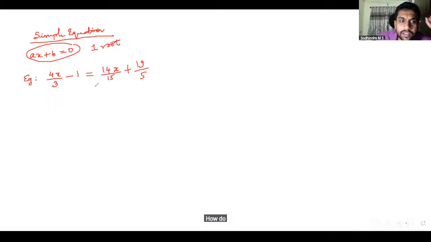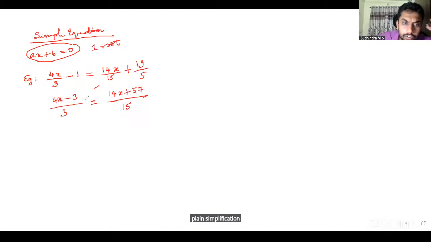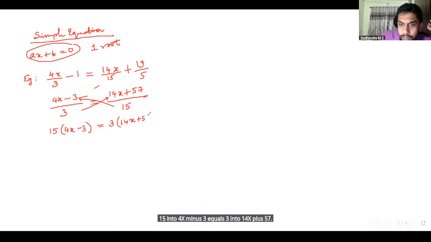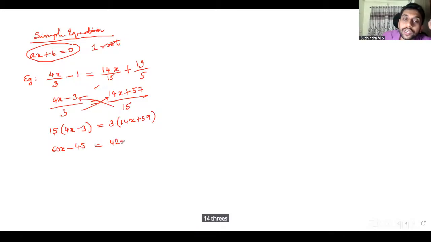How do I simplify this? I'll just take LCM. 15 is the LCM: 4x minus 3 over 15 equals 14x plus 5 ones are 5, 3s are 19, 3s are 57. Then plain simplification, cross multiply: 15 into 4x minus 3 equals 3 into 14x plus 57. 15 4s are 60, 15 3s are 45, 14 3s are 42. 57 into 3?